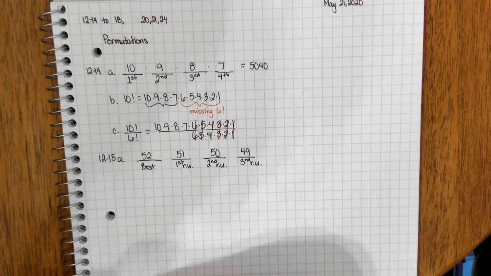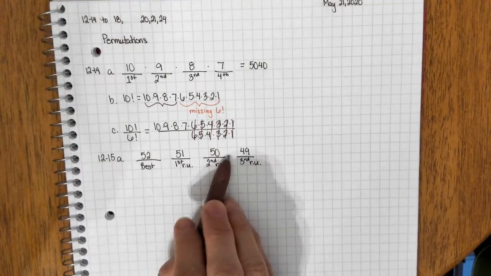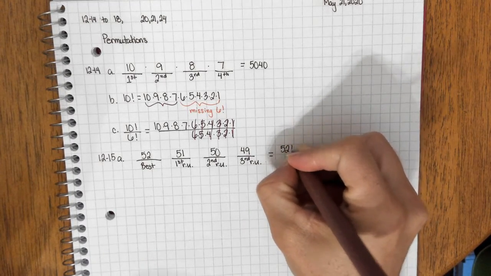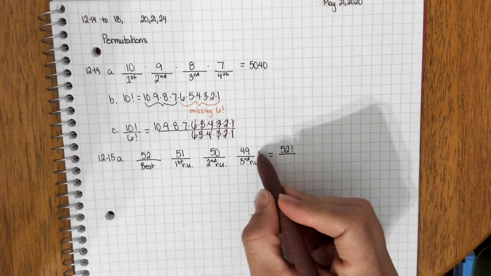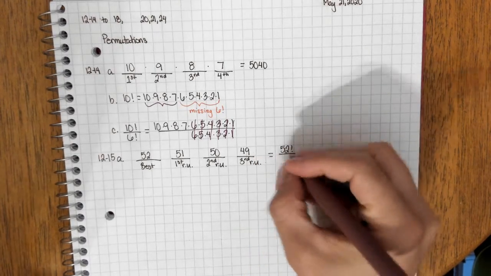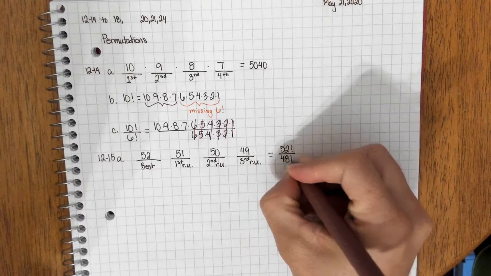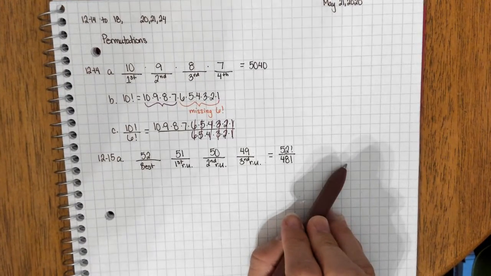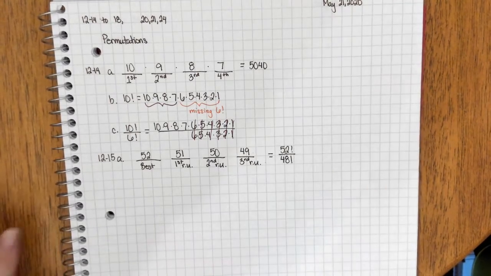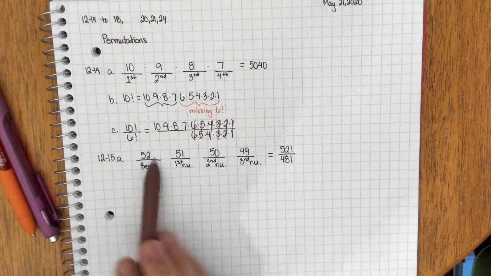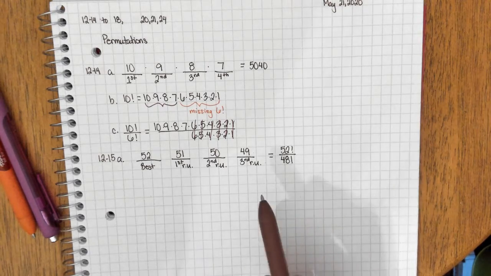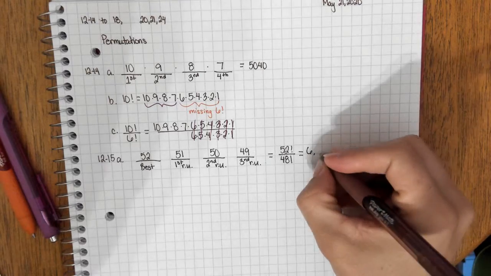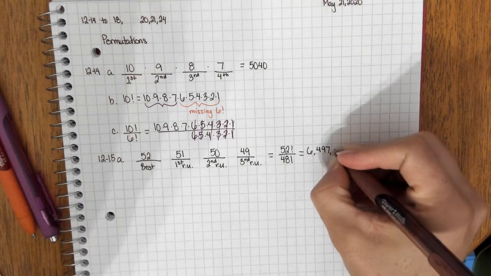So you can see here that this is the beginning of 52 factorial. But we're missing 48, 47, 46, 45 all the way down. So this is divided by 48 factorial because 48 and down are missing. So with your calculators, you can type it in like this or like this, just as long as you understand what's going on. It's a big number, 6,497,400.